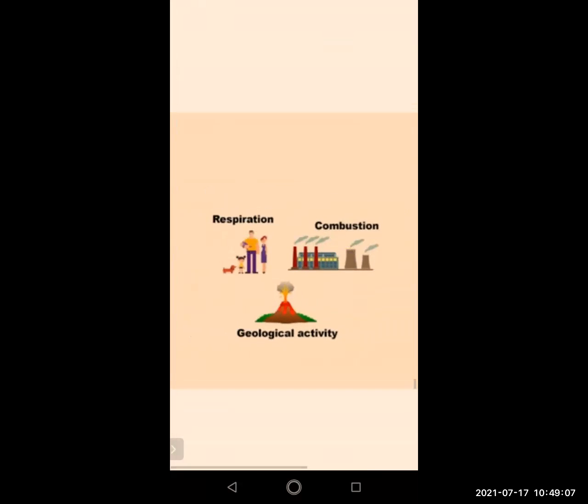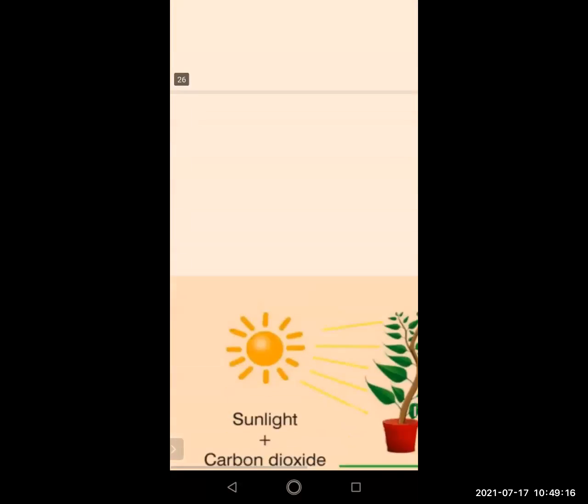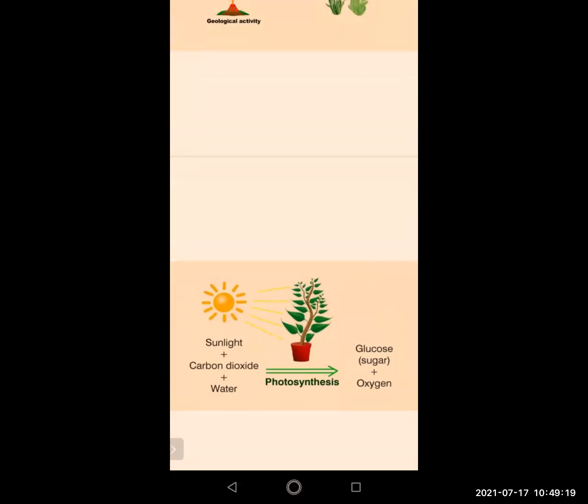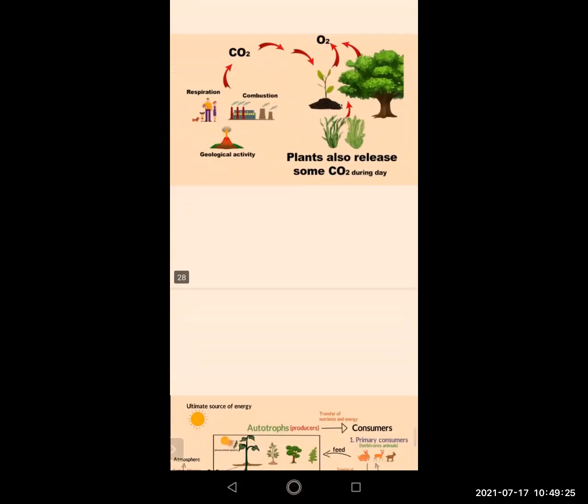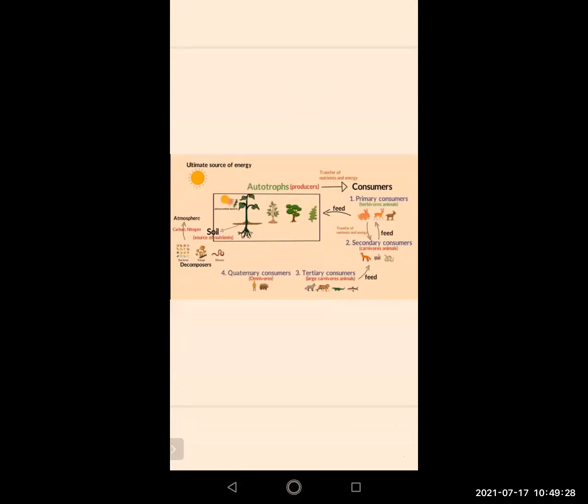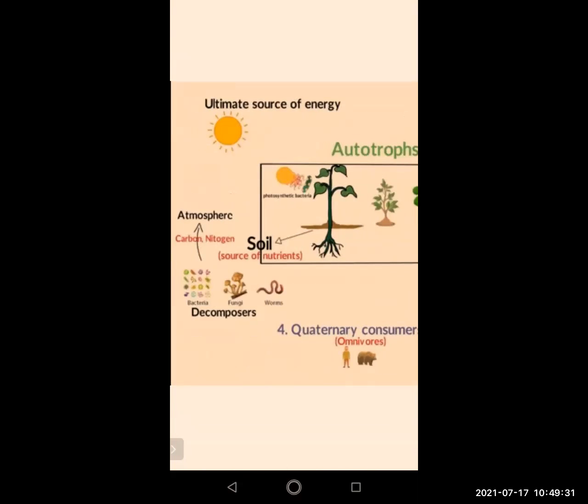How it becomes unstable by the combustion of carbon dioxide. In fact, it's human made. How CO2 is very important for the growth of plants by the process of photosynthesis. It produces oxygen. And this main topic, how the ultimate source of energy, the sun, is used by plants. Plants absorb solar energy from the sun, and they absorb nutrition from the soil. How carbon, nitrogen, and decomposers are useful for the growth of plants.